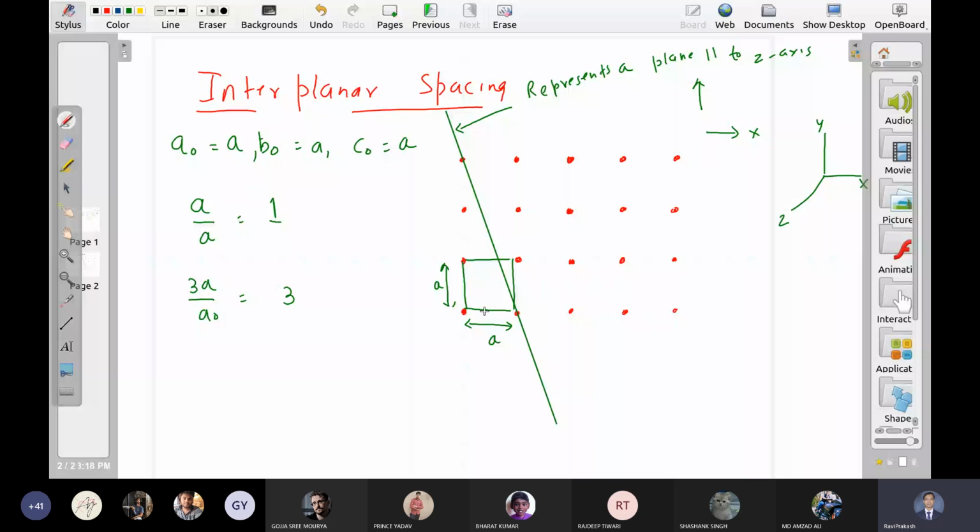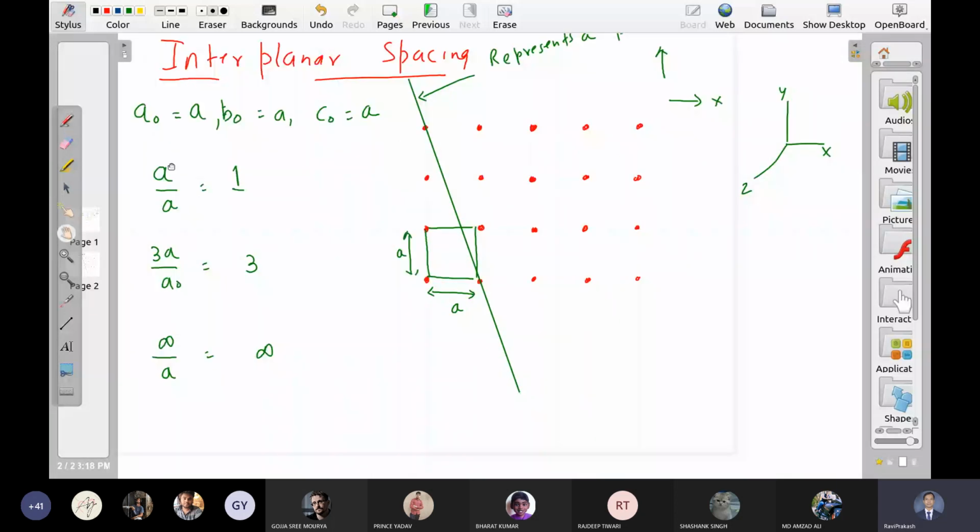What are the Miller indices? Now next step is invert these numbers. Next step is convert them into the nearest set of integers. What is the nearest set of integers? 3, 1, 0. So this is a 3, 1, 0 plane. This line represents the 3, 1, 0 plane.